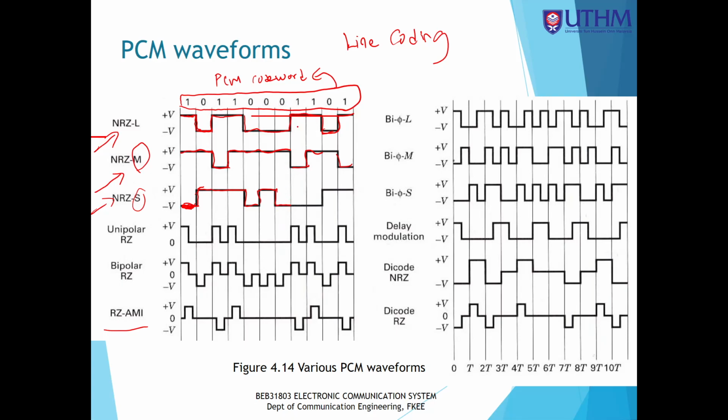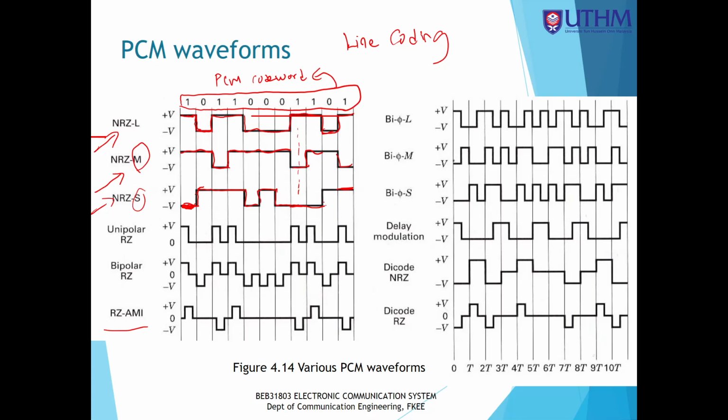Okay, and then you see that here is input logic 1. So input logic 1, so no change in the output. And then input logic 1 again, no change in the output polarity. And then the next input is logic 0. So logic 0 will alternate the output polarity from negative voltage to positive voltage. Okay, and then input logic 1, so no change in the output polarity.